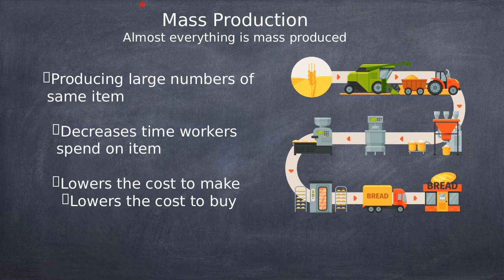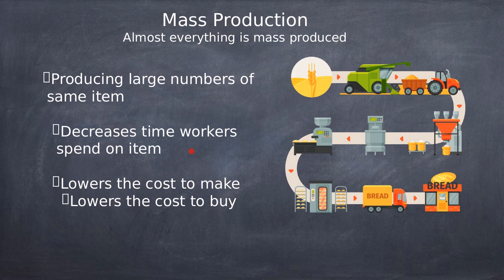So mass production. When we talk about mass production, we're going to talk about everything that is mass produced, okay? So all it is producing large numbers of the same item, okay? That means from clothing, shoes, everything that you buy in bulk. Like if you go to the store and you see there's 50 boxes of one cereal, that was mass produced. If you see that there are 30 of the same cars on a car lot, those are mass produced.